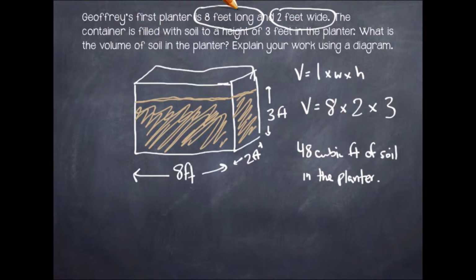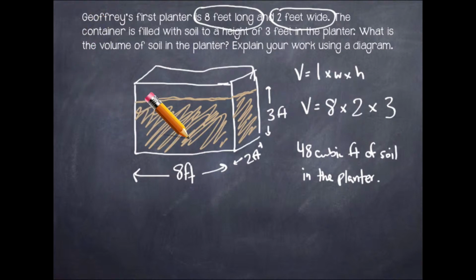So I read through my problem, found my important information, and drew out a sketch with my soil and everything like that. Then I did my work and explained it. I wrote out an answer: 48 cubic feet of soil in the planter. So I have all my work done here. I was able to show it using a diagram, just like the problem asked. So I think we're pretty good to go on this one.